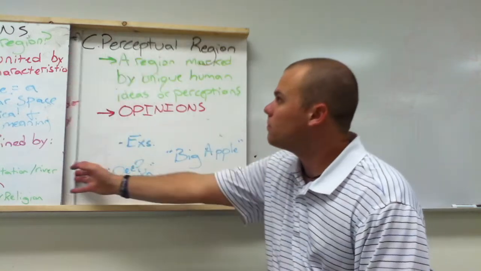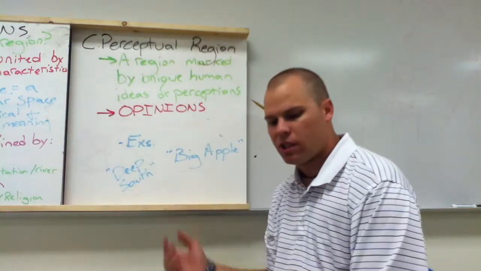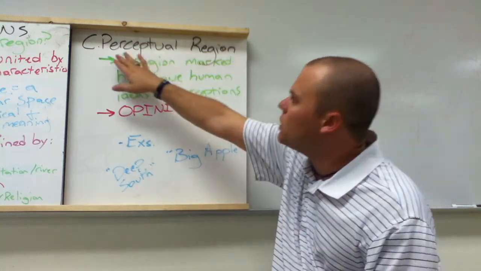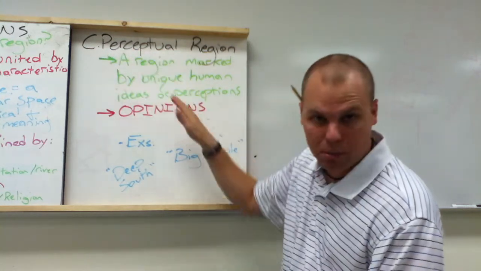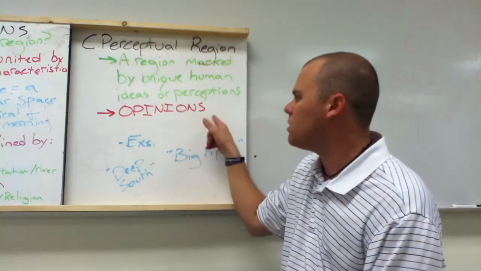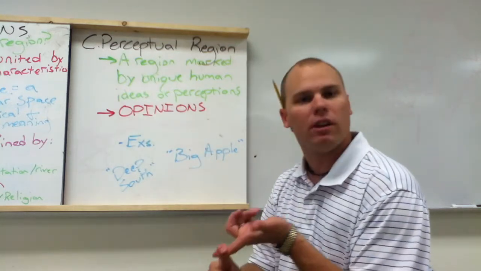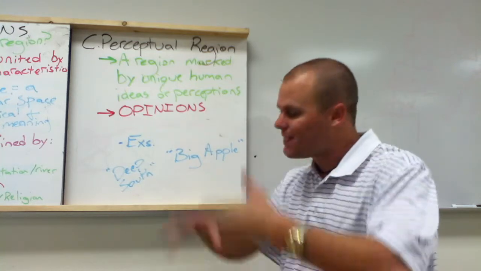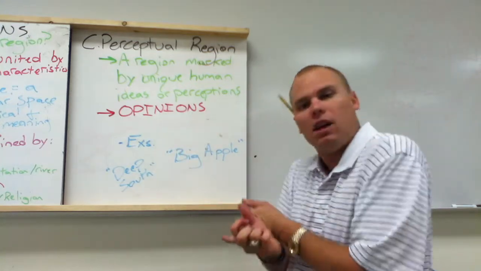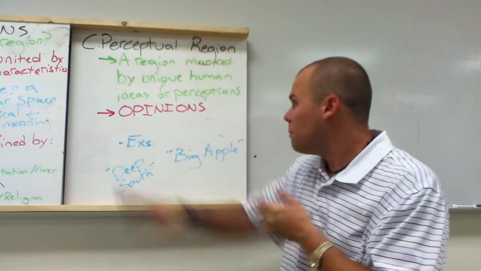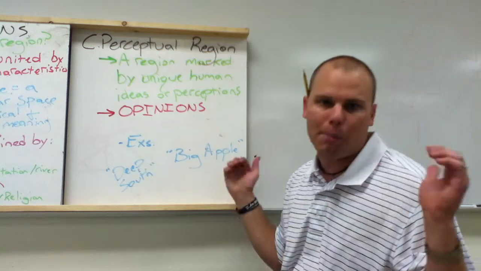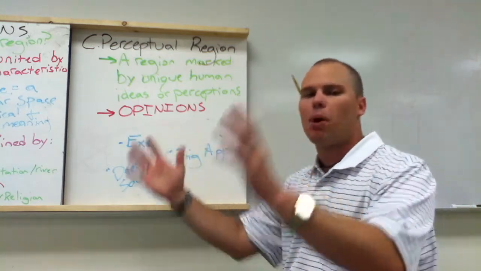And then the last region, this is our sixth board, is a perceptual region. A perceptual region is based off of perceptions about a place, opinions about a place. It's not proven, so it's not a formal map. It doesn't really have to have a function or a purpose, and it doesn't have to be connected in any way, so it's not a functional map. Okay? A region marked by unique human ideas, or, there's that word, perceptions. It could be emotions to the area.